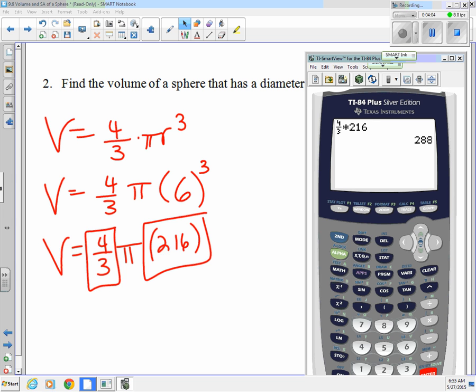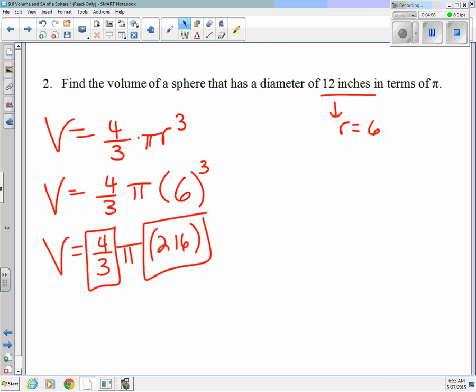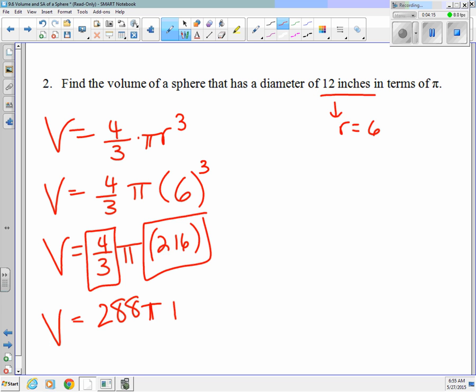So I want to leave this answer in terms of pi. So this would be 288 pi. And if I didn't ask for units, I probably should have. The units would be inches cubed because we're dealing with volume. Because remember, my 6 inches here for my radius was cubed, and that's where the inches cubed comes from.